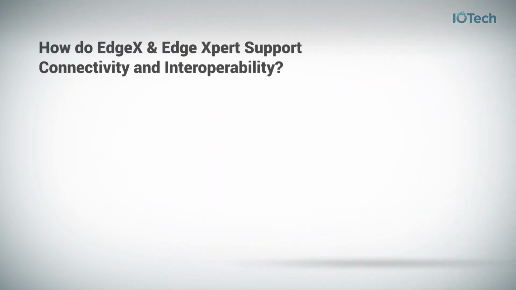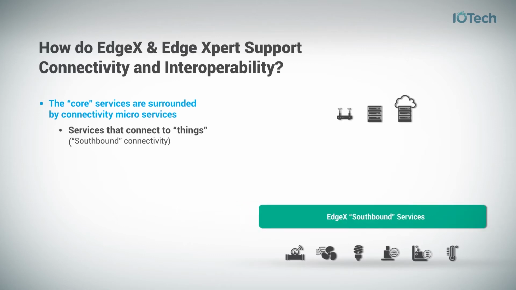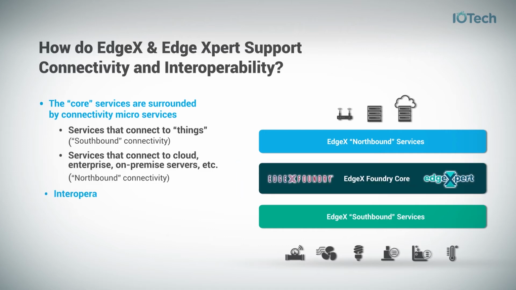So EdgeX, or Xpert, provides edge connectivity through the south and northbound connectivity layers, each a collection of microservices. On the south, a device service provides connectivity to things that all speak a particular protocol. On the north, application services provide connectivity to a cloud system, enterprise application, or on-prem service, making the data more consumable for that north system. Interoperability comes through means of the EdgeX or Xpert core.